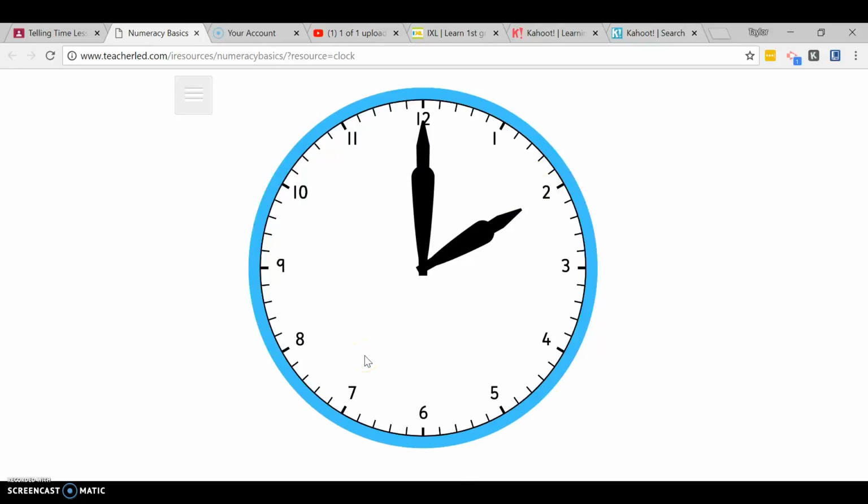So what I want you to do on this activity is just make sure that you play with this clock and get familiar with it. You will see it again in the other lessons, and this is just a basics of learning how to mess with the clock and get the time that you're looking for.